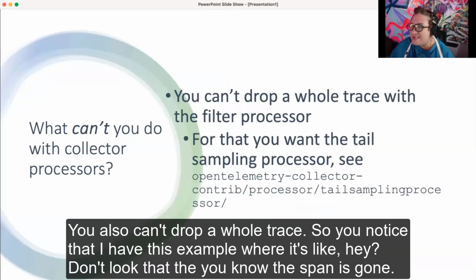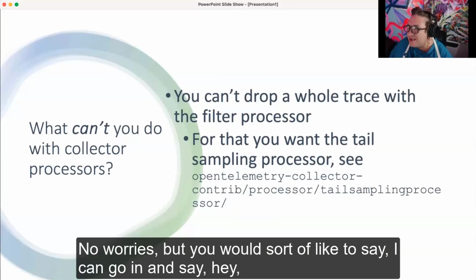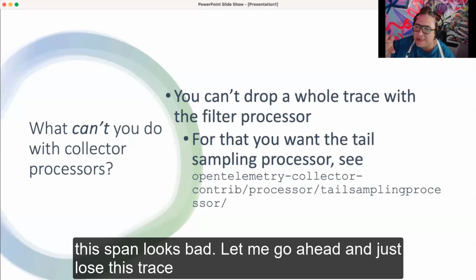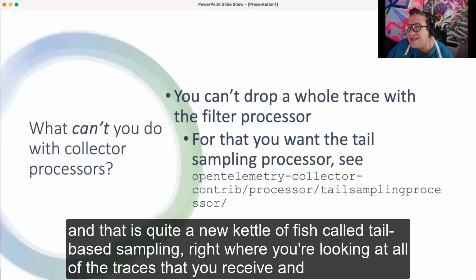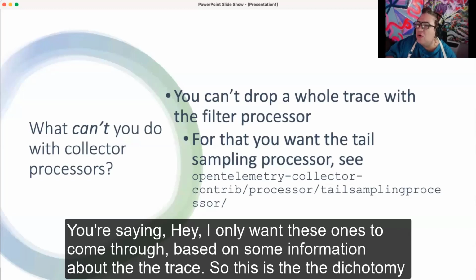So you notice that I had this example where it's like, hey, don't look, the span is gone, no worries. But you would sort of like to say, hey, I can go in and say, this span looks bad, let me go ahead and just lose this trace. And that is quite a new kettle of fish called tail-based sampling, right? Where you're looking at all of the traces that you receive, and you're saying, hey, I only want these ones to come through based on some information about the trace.